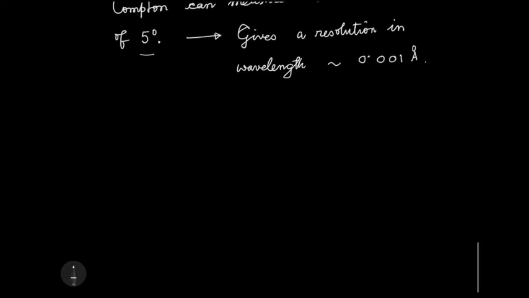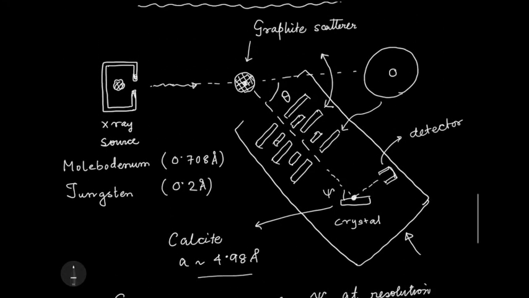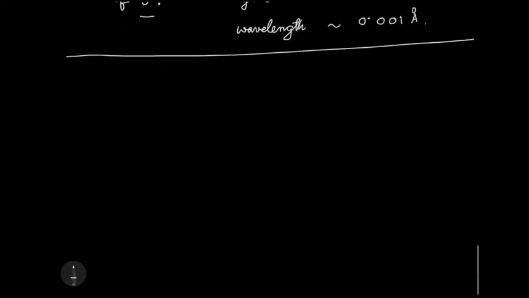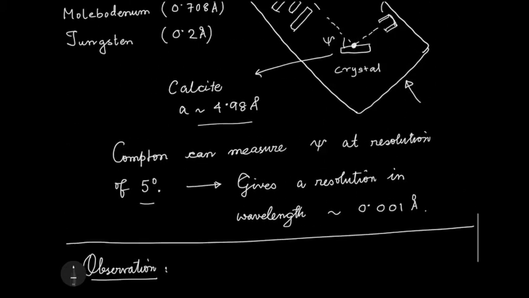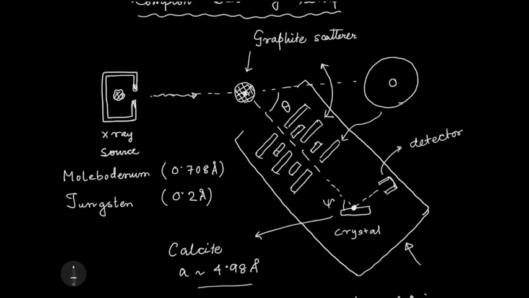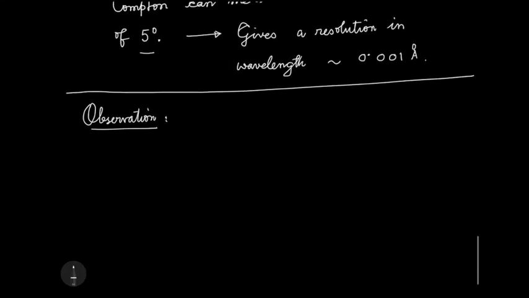All right, so this is what he could do. Let me remind you again: he could change theta. For each theta, he can essentially measure the wavelength. He can plot the intensity as a function of psi, which will let him measure the wavelength. So let's see what his observation was. Now, if I remove the scatterer, I can directly measure the wavelength, and that wavelength is what is written over here. Molybdenum 0.708 angstrom, tungsten 0.2 angstrom.